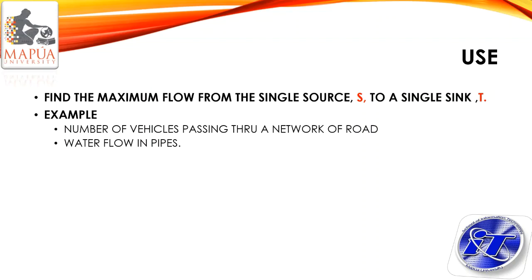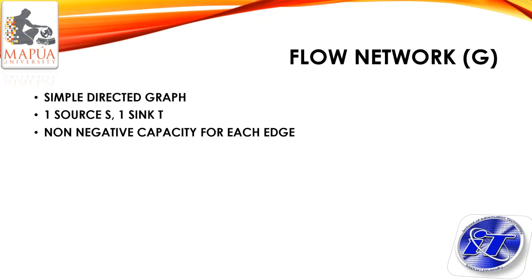Another example is water flow in a pipe. We want to determine the volume of water that could pass through this pipe network. So how could we determine if we could implement this algorithm? First, we need to have a flow network, which we call G. It is a simple directed graph. It means there is a direction, the flow, from one node to another node.